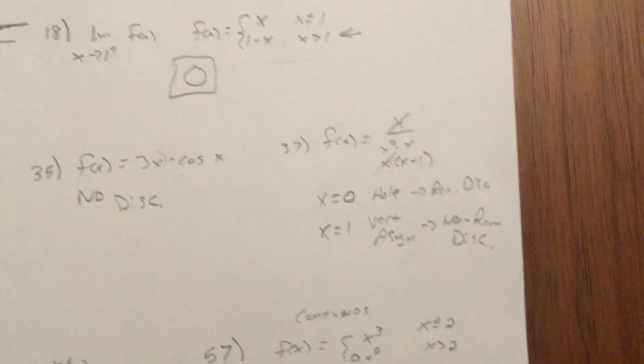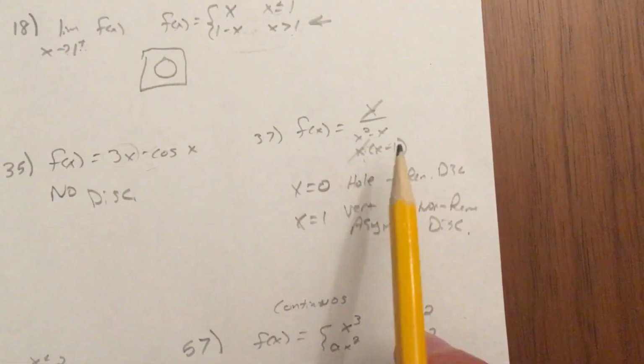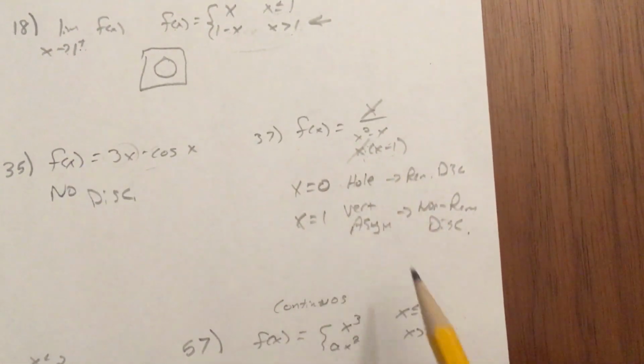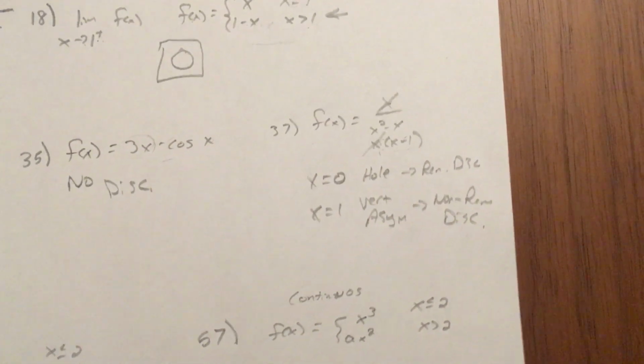Okay, so factor it out, see what makes the denominator 0. Those are your discontinuities, those are your problems, and then you kind of see which kind they are from there.